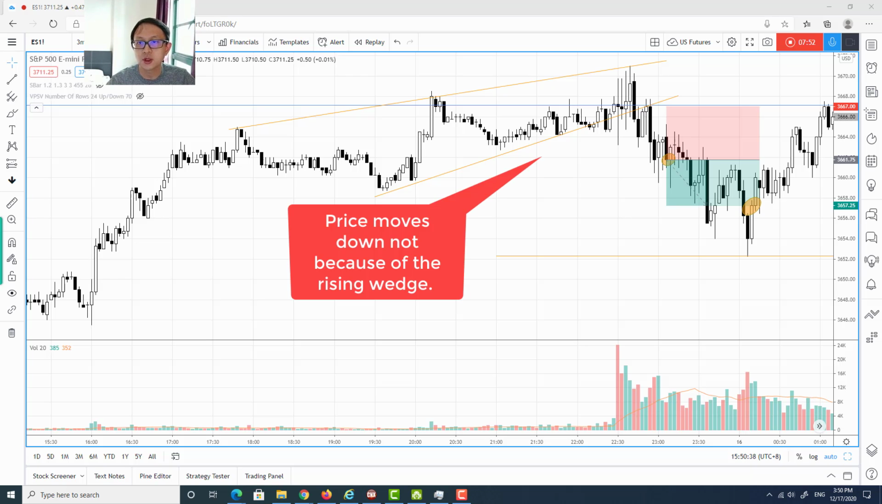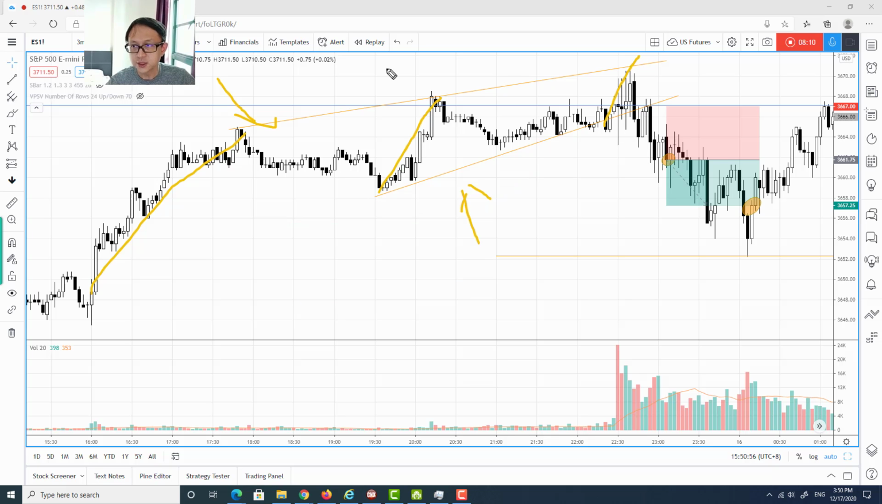But like I say, the price actually moved not because of the shape itself, but with the influence of supply and demand. The reason this pattern is forming is because of the losing of the upward thrust, or the losing of the up momentum, because you can see that the upward thrust is getting shorter and shorter. That's why it formed this kind of rising wedge pattern.